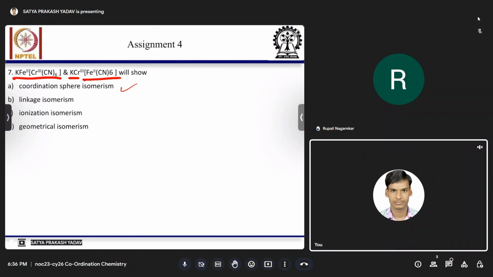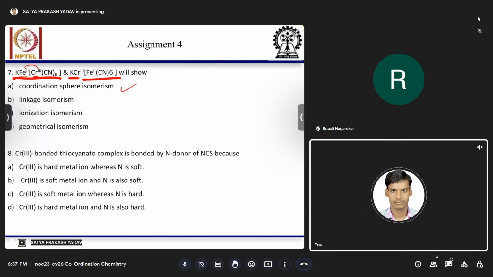coordination sphere, where basically what is happening is an interchange of ligands between the coordination sphere and the ionization sphere. So here chromium is in the coordination sphere and iron is in the ionization sphere. Here chromium is in the ionization sphere and iron is in the coordination sphere.